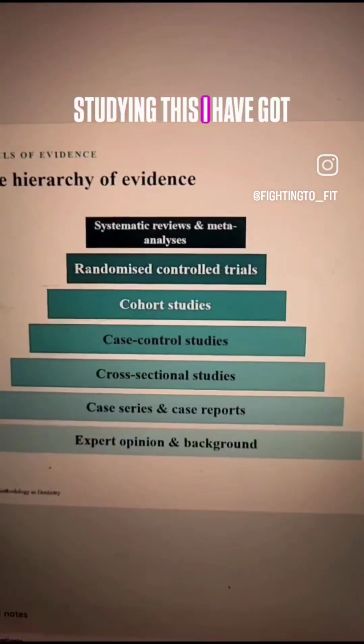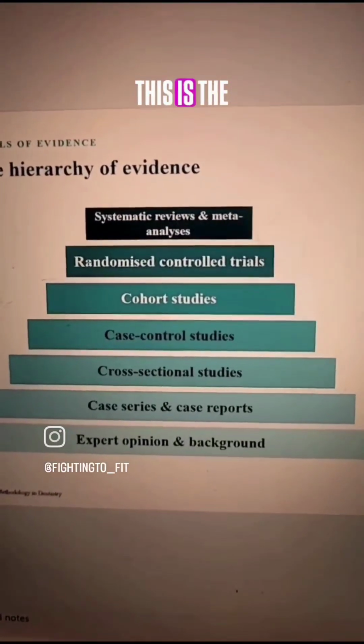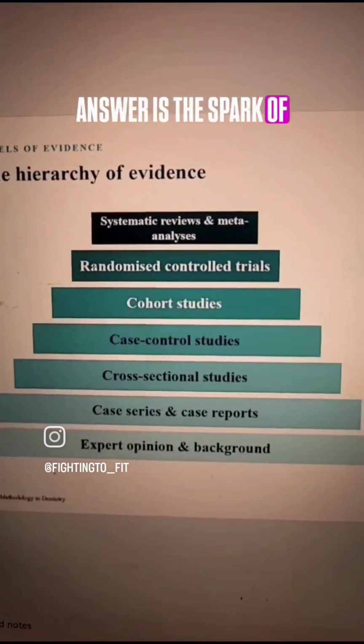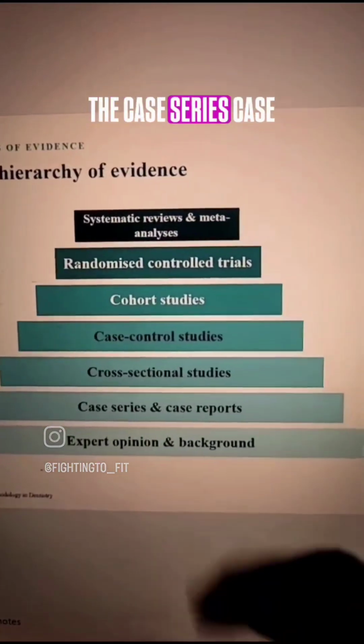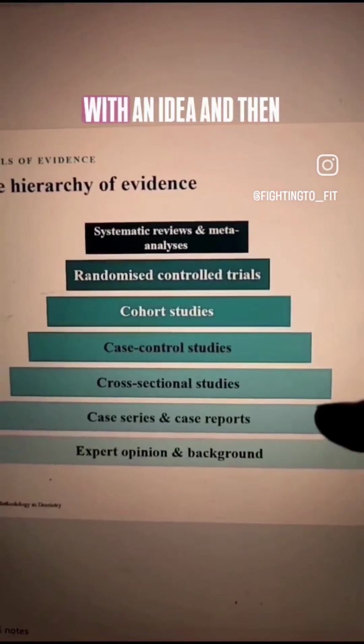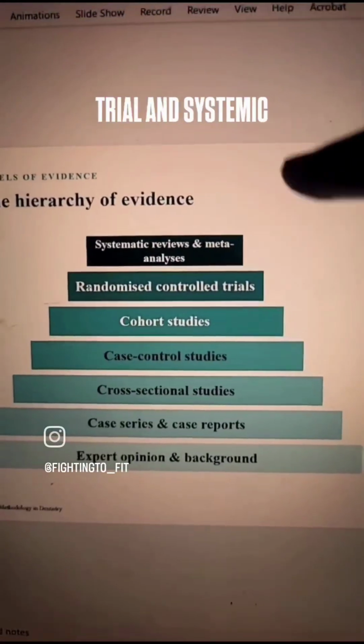And after studying this, I have got a doubt. Why do we have to connect all the weakest ones when we already know this is the strongest? But the answer is, the spark of the idea is actually from the case series, case reports, and the cross-sectional studies we see. That is where we start with an idea and then we reach something like randomized controlled trials and systematic reviews and meta-analysis.